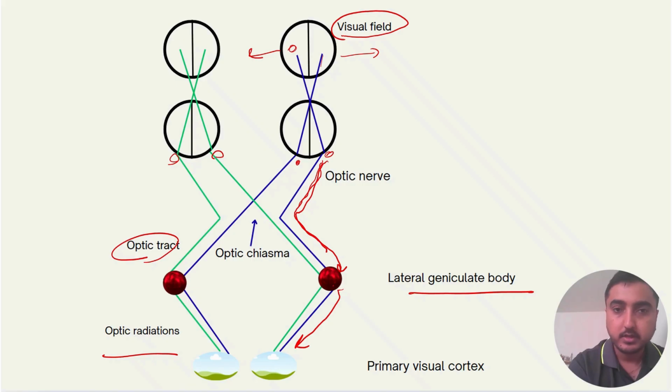As you can see over here, from the medial retina, the optic nerve carries the visual sensation up to the optic chiasm, and in the optic chiasm, it crosses to the other side to join the fibers carrying the visual input from the lateral half of the other side. So we have the crossing in the optic chiasm.